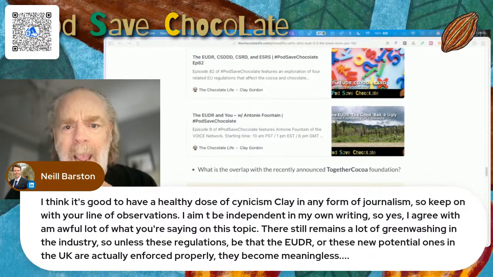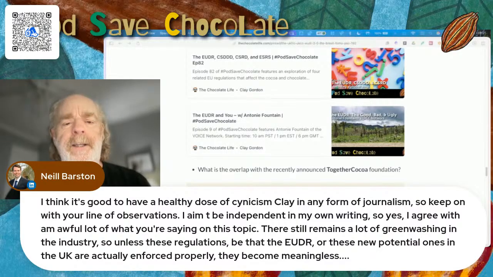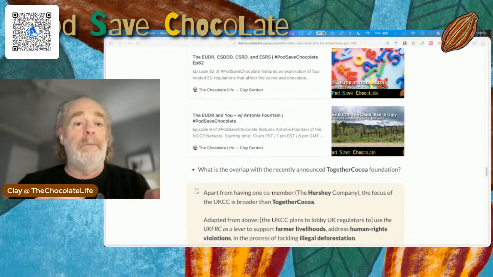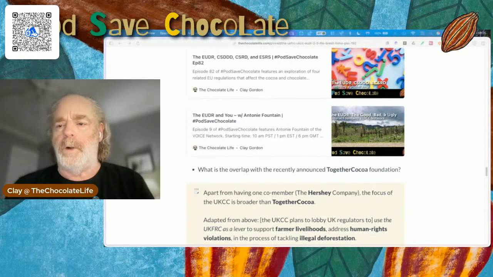I aim to be independent in my own writing, yes. So I agree that on the topic, there still remains a lot of greenwashing in the industry, so unless these regulations, be they the EUDR or the new potential ones, are actually enforced properly, they become meaningless. Yes, absolutely true. And I want to be sensitive in one of the criticisms that I made.